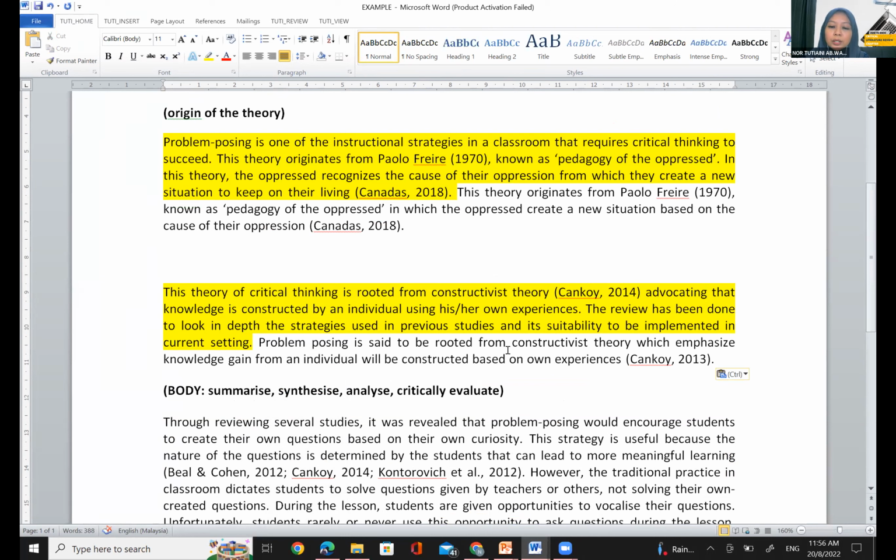Problem posing is said to be rooted from constructivist theory, which emphasizes knowledge gained by an individual being constructed based on their own experiences. So I paraphrase the original phrase. This theory of critical thinking is rooted from constructivist theory, advocating that knowledge is constructed by an individual using his or her own experiences. The review has been done to look in depth at the strategies used in previous studies.